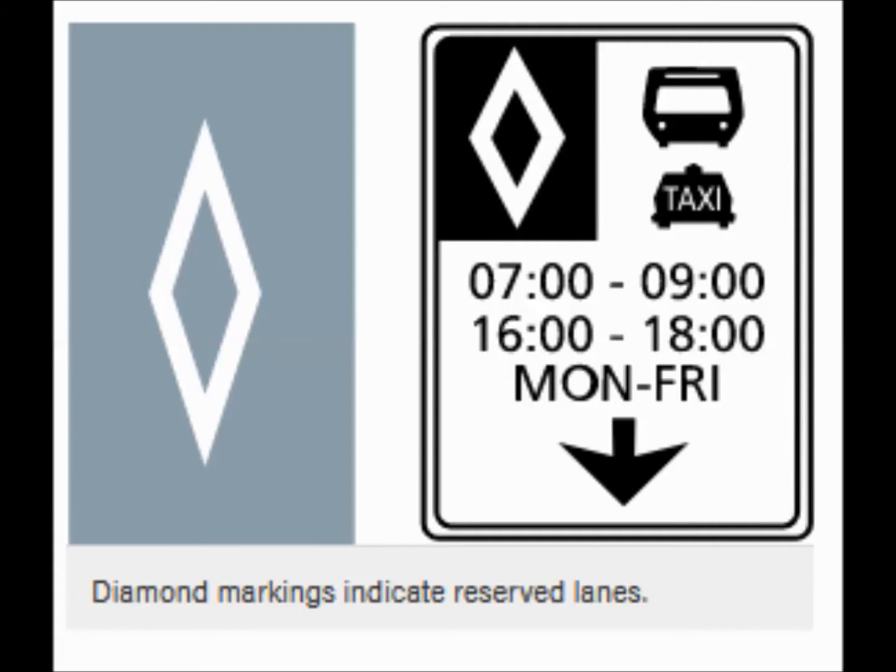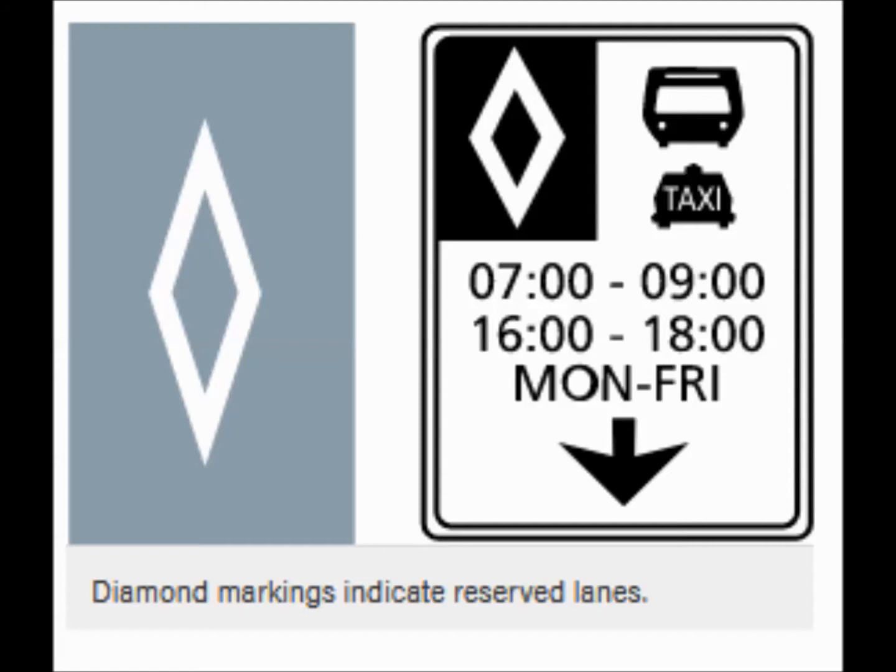A white sign with a black square in the top left corner with a white outline of a diamond in it. To the right of this are a bus and a taxi. The text reads 7 o'clock to 9 o'clock, 16 o'clock to 18 o'clock, Monday to Friday. At the base of this sign is a black arrow pointing down.